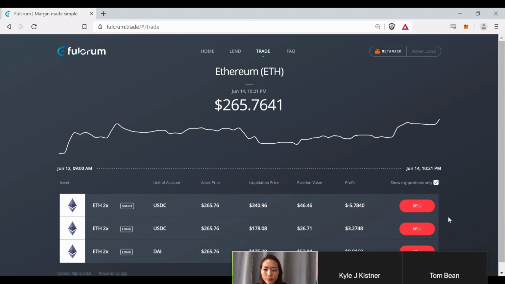Each level of leverage for each asset and each direction has its own token. So ETH 2 times short has its own token, and also there are different tokens depending on the unit of account that you use. Some people might want to borrow USDC. Some people want to borrow DAI. So you can see right here in the second row, unit of account.